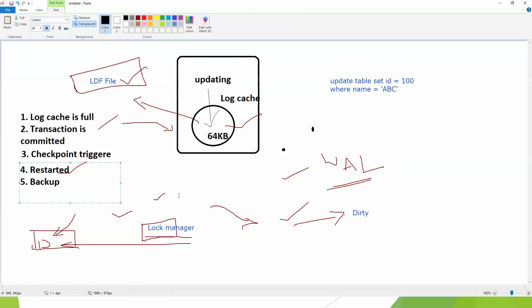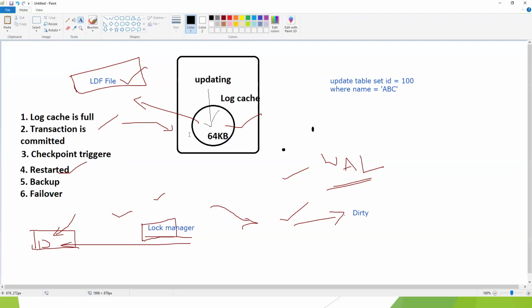Or if a restart, backup or failover happens. If a failover happens, it makes sure that the data is written to the transaction log file. So these are the reasons the log cache will be flushed to the transaction log file. Why do we need the data to be available in the transaction log file?